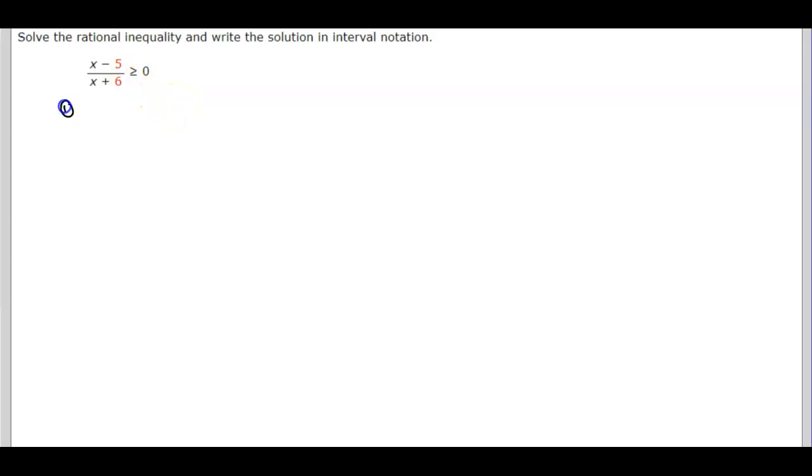So the first thing we need to ask ourselves is, does this rational inequality have one term on the left-hand side? Yes, it does. And do we have 0 on the right-hand side? Yes. So therefore, now we can continue to find our critical points.